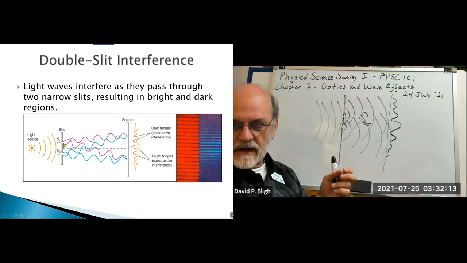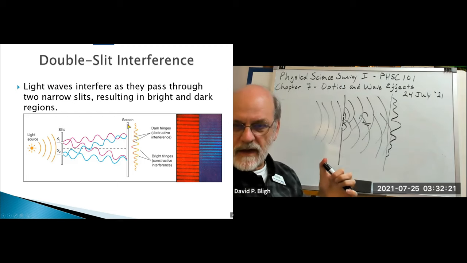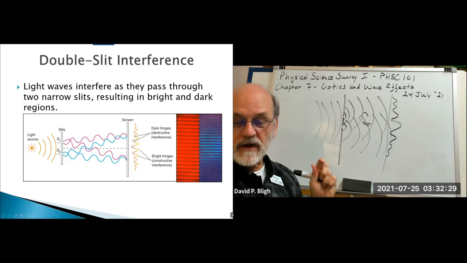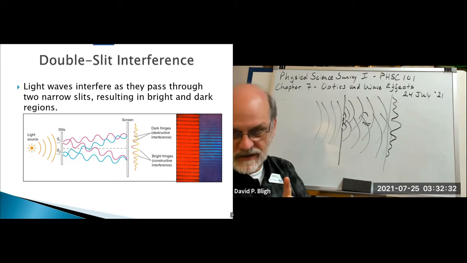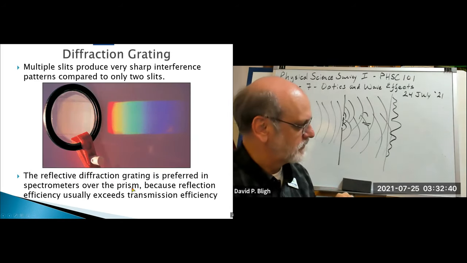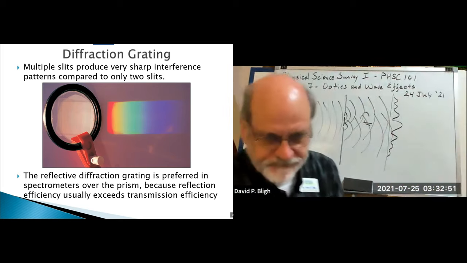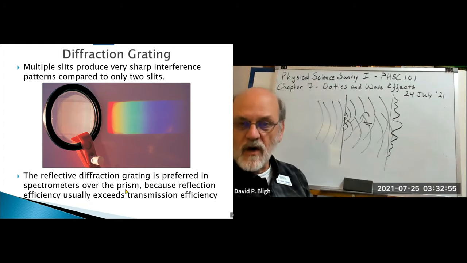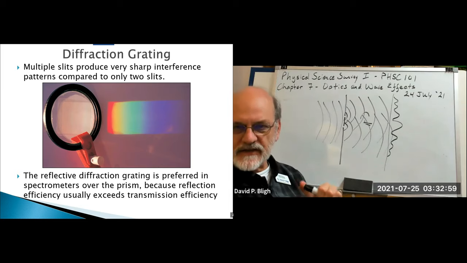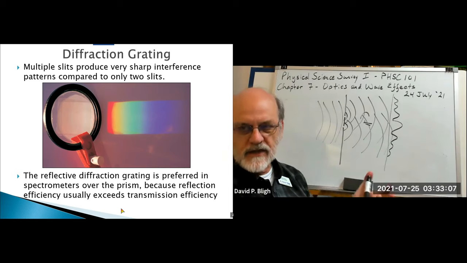If you actually put slits side by side, very finely divided, close together, you can produce an image on this screen of a spectrum, just like a prism. But now it's based not on refraction, but on diffraction. And we call that a diffraction grating. Now, diffraction gratings can be transmission gratings or reflection gratings. And most of the ones I've seen in scientific instruments are reflection gratings, simply because it makes for a more compact instrument.